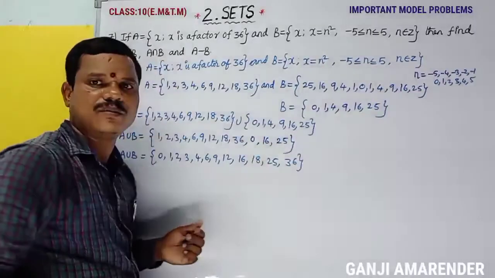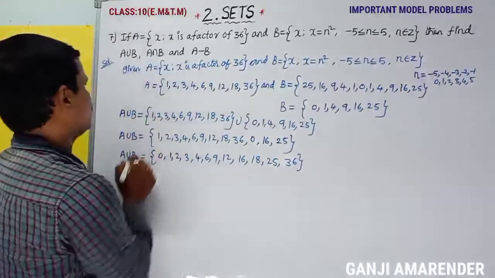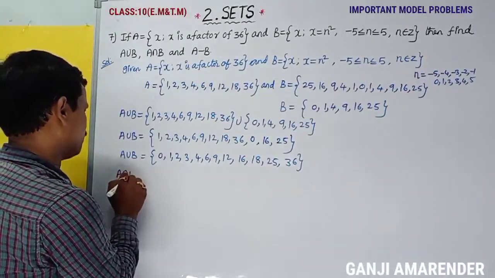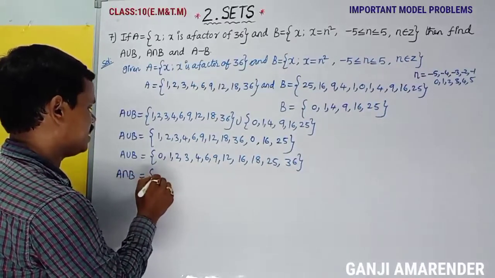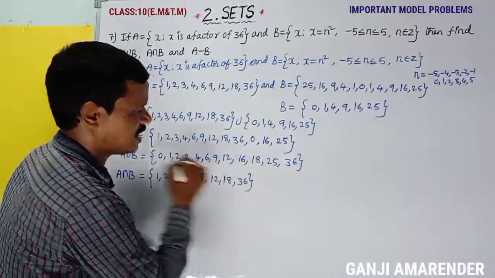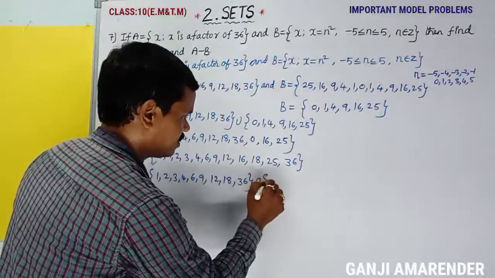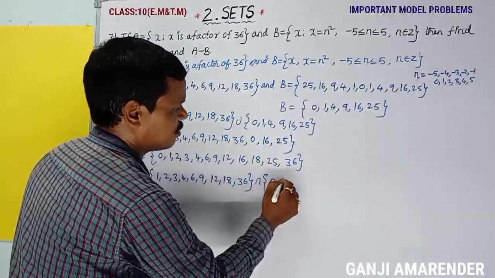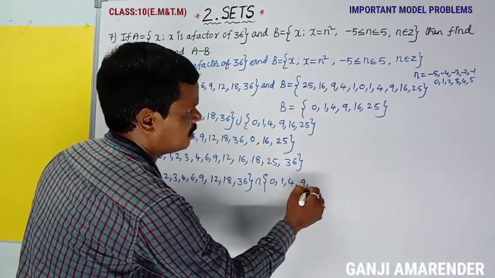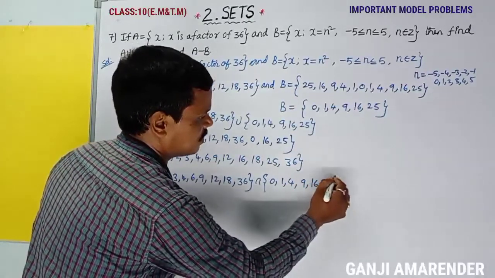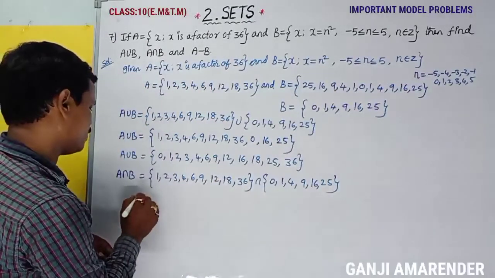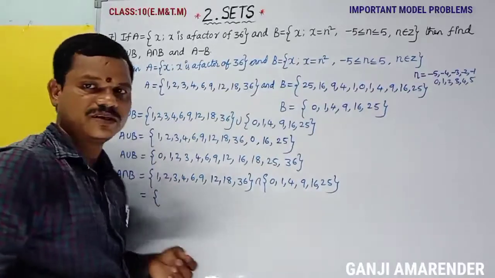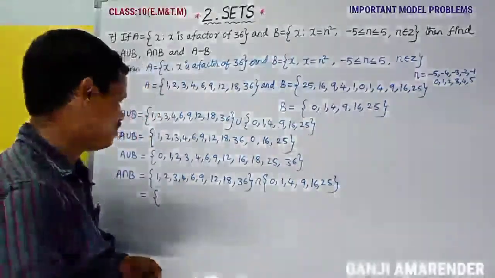Next, A intersection B. Write the set A: 1 2 3 4 6 9 12 18 36. This is set A. Elements of set B: 0 1 4 9 16 25. Here A intersection B means the common elements of set A and set B. What are the common elements?